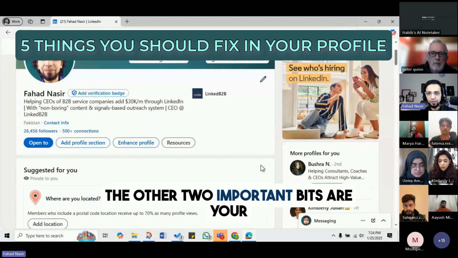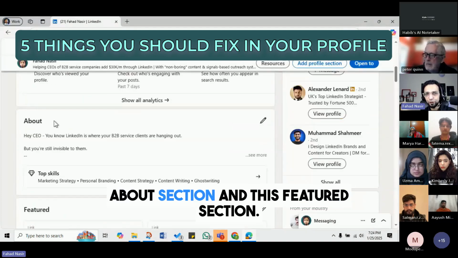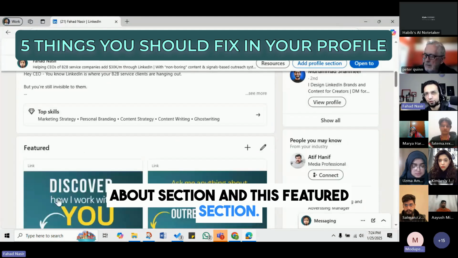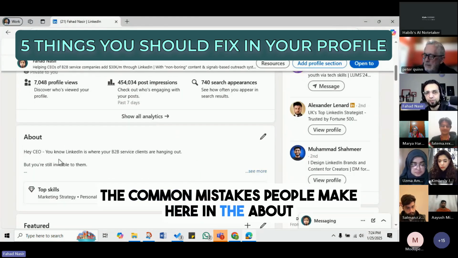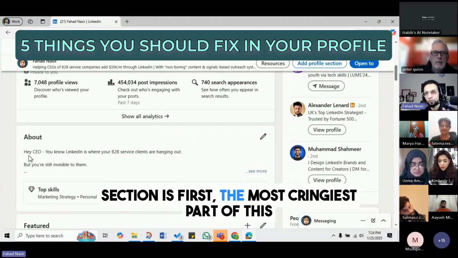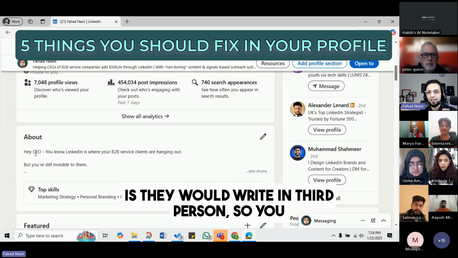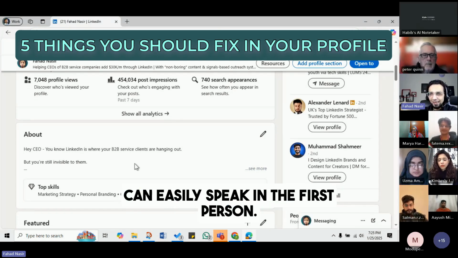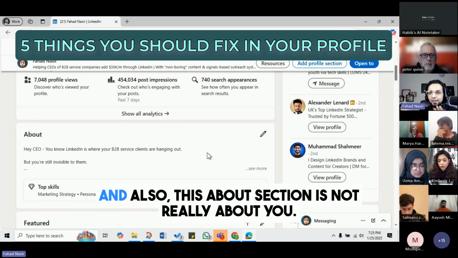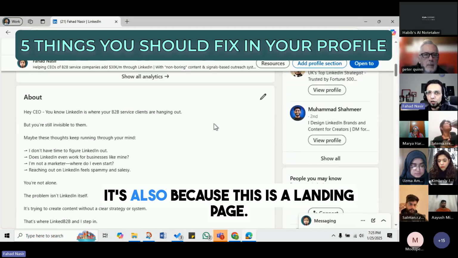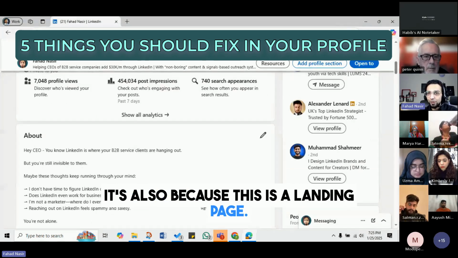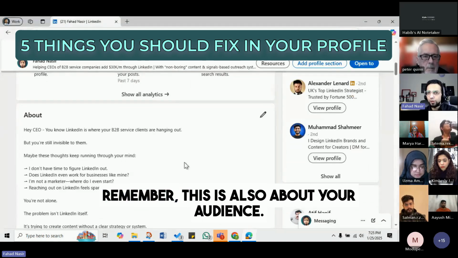The other two important bits are your about section and this featured section. So for the about section, the common mistake people make here is, first, the most cringiest part of this is they would write in third person. So you can easily speak in the first person, and also this about section is not really about you. It's also because this is a landing page, remember, this is also about your audience.